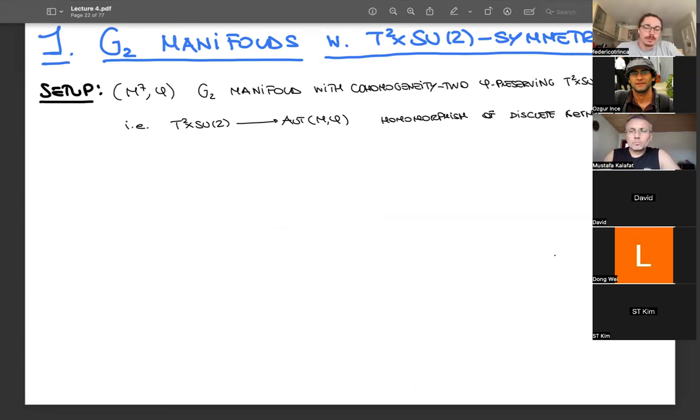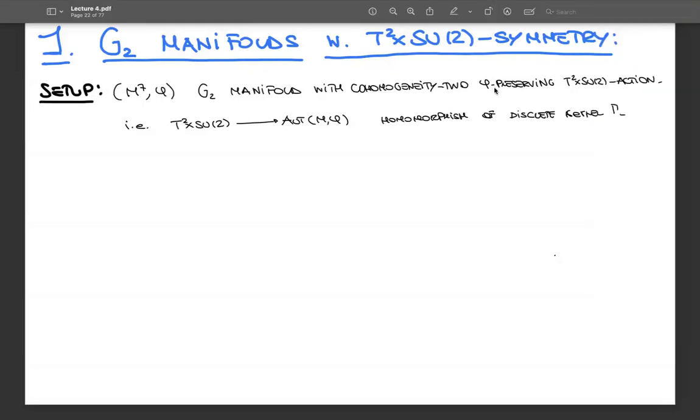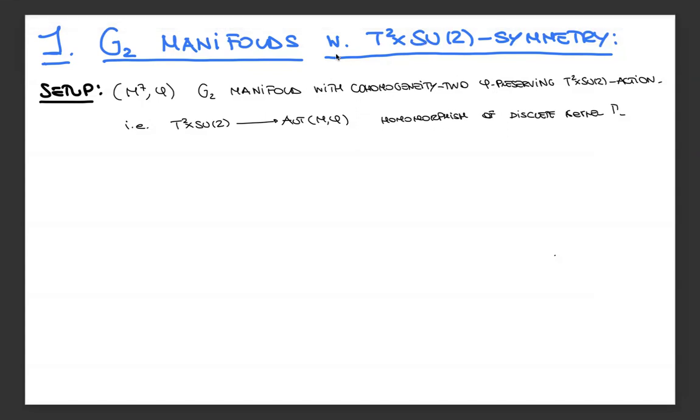So I want to construct T2-invariant associatives in certain G2 manifolds. And the Bryant–Salamon G2 manifold will have an additional SU2 symmetry that commutes with my T2. If you go back to the previous slides, you can check that. So my argument is going to be general enough that I can consider any G2 manifold with such a symmetry, and I will now explain how to deal with this case.